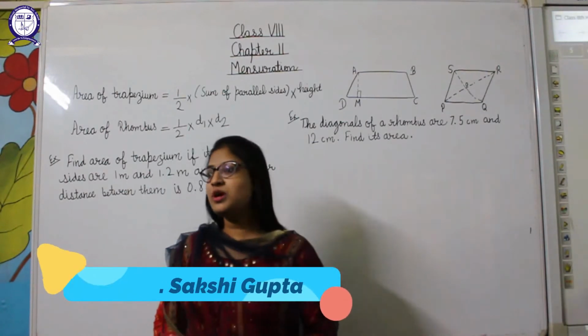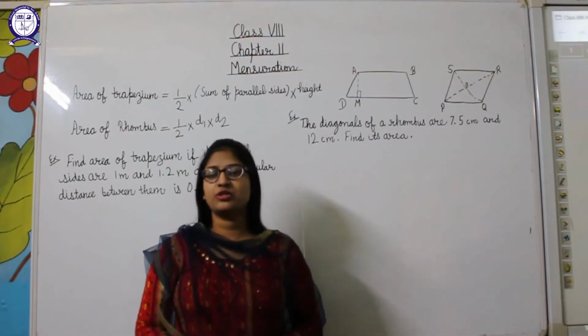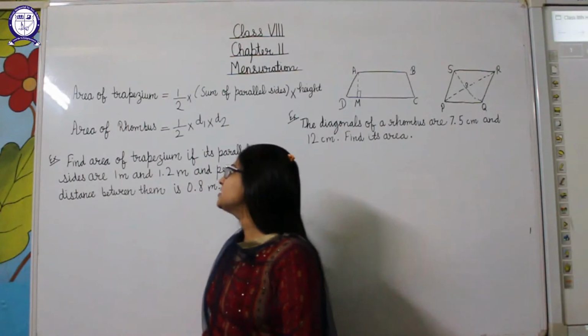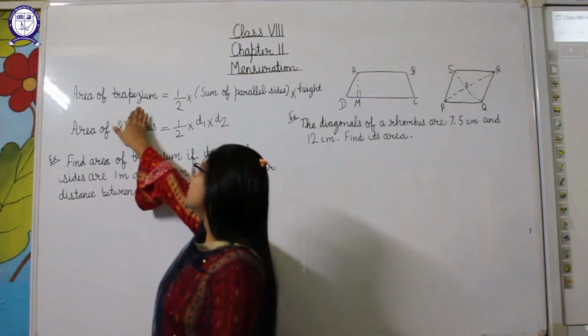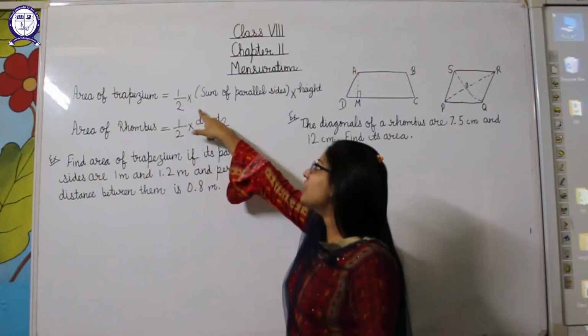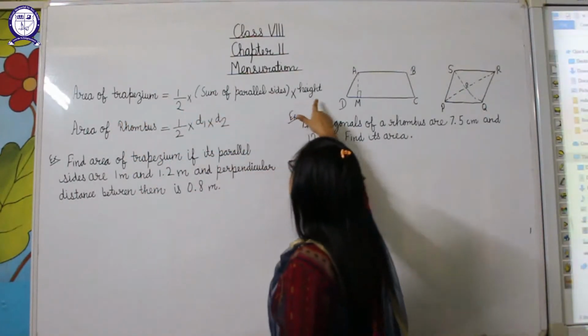Today we will continue our chapter 11, that is mensuration. So students, today we will study the area of trapezium and rhombus. So what is the area of trapezium? The formula for this is half into sum of parallel sides into height.